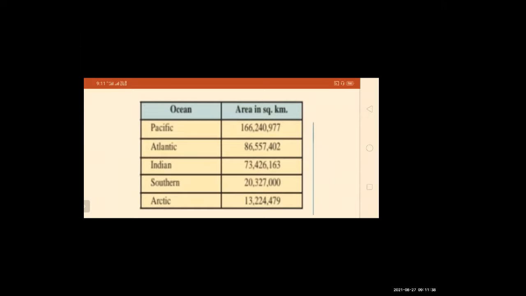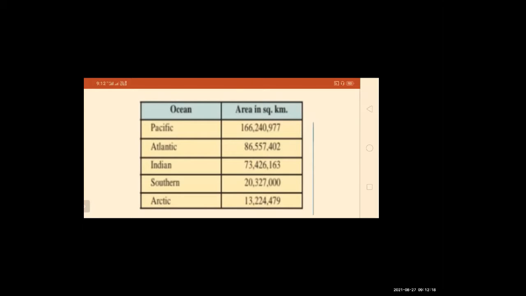The Pacific Ocean has 2,40,977 square kilometer area. Means this much portion the ocean has covered on the earth. So it is the biggest ocean on the earth. Then the next is Atlantic Ocean. Atlantic Ocean is having 8,65,57,402 square kilometer area.